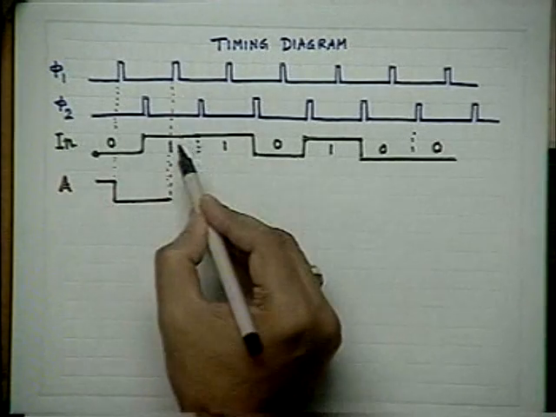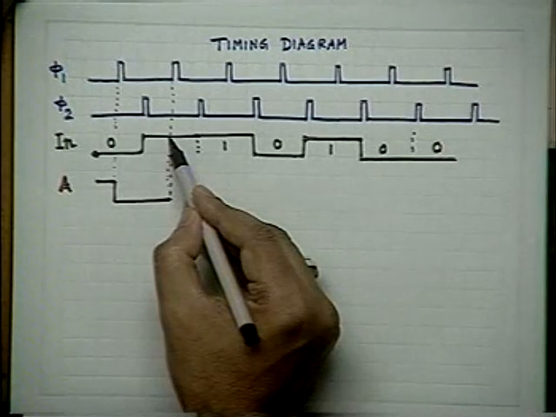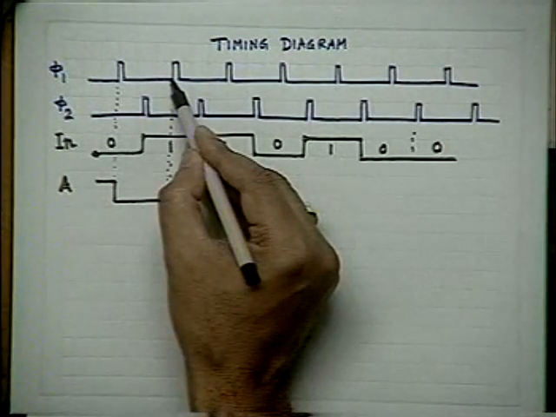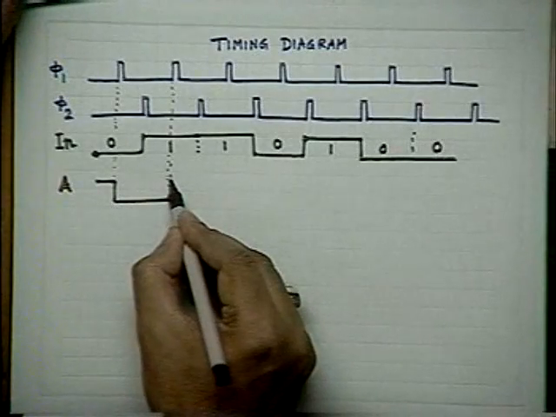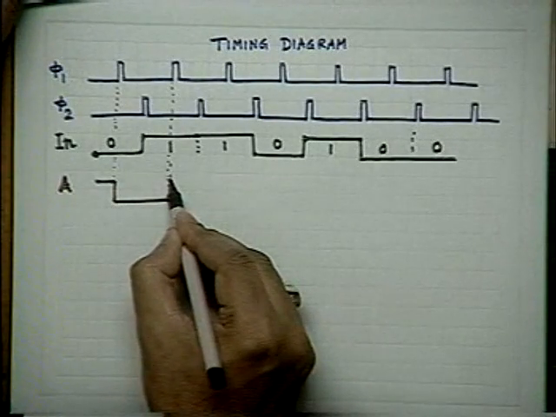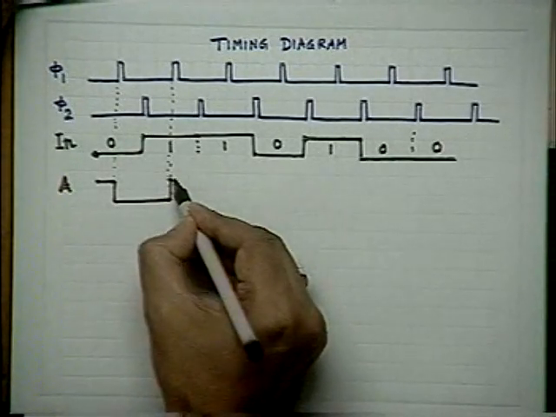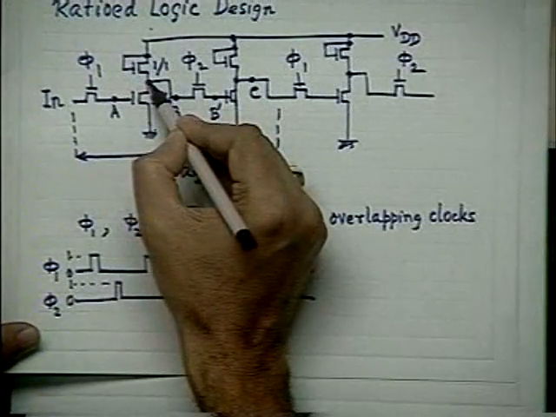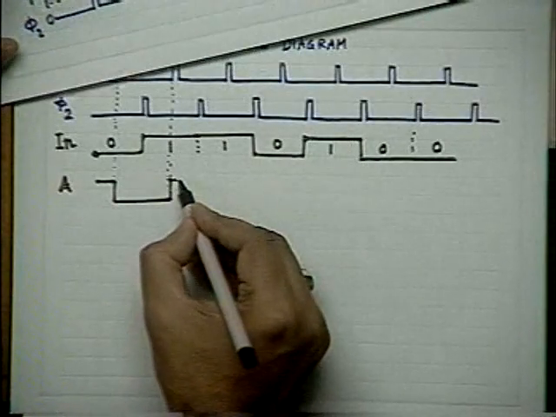At this instant, you see that input is high, and the clock is on, so this MOSFET is on. So naturally, it will charge to the high voltage, the 1 state, and it will remain 1 for a short duration here. But then thereafter, what is going to happen?